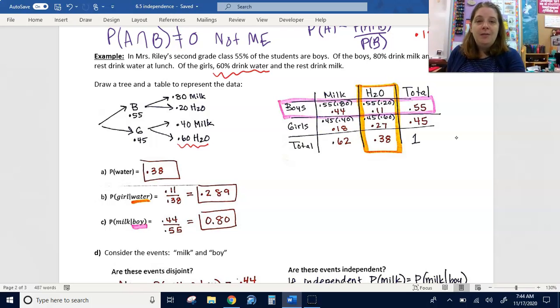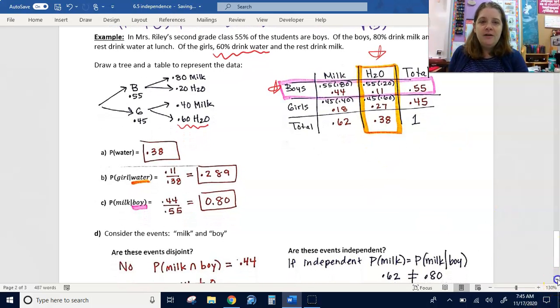Okay, so what's the probability somebody's drinking water? 38%. I can read that right off the table. What's the probability somebody's a girl, given that you know they're drinking water? So again, just out of the water drinkers, out of the 38%, I ended with boys, which are 11%. Don't leave your fraction as 0.11 over 0.38. Go ahead and divide it out and give you 0.281. What's the probability that someone's drinking milk, given that you know they're a boy? This time we're only looking at the boys, so we're only looking at the row. That is 55% total, and 44% of those giving me 80%.